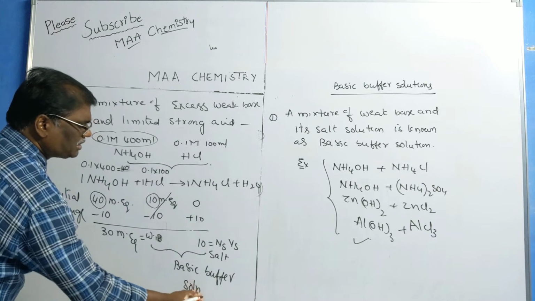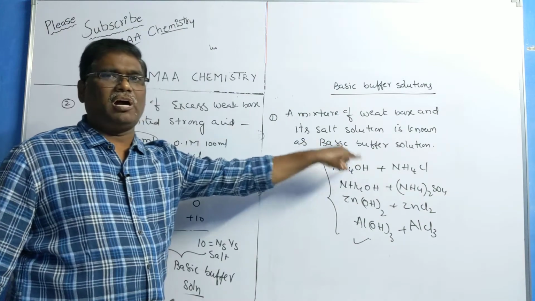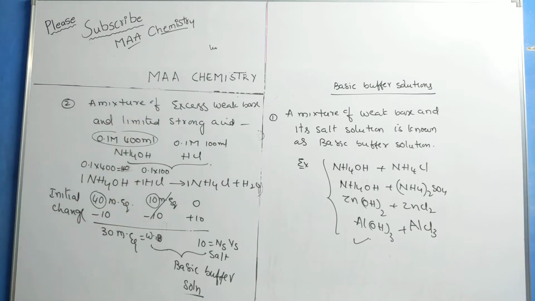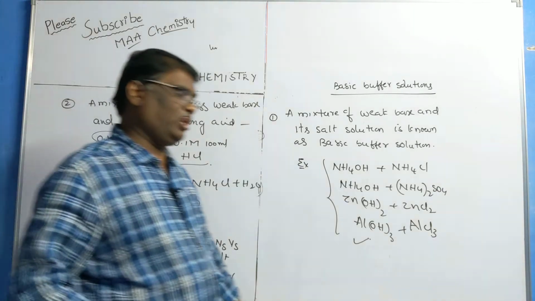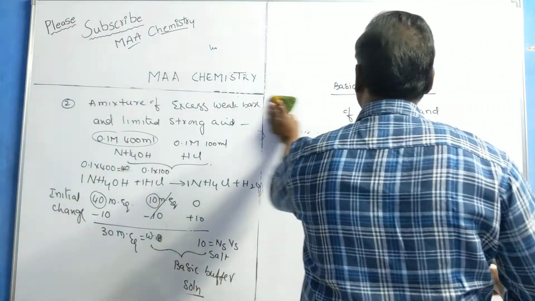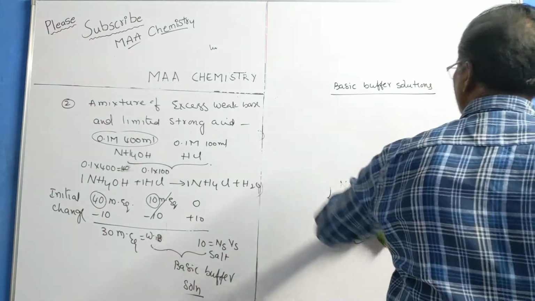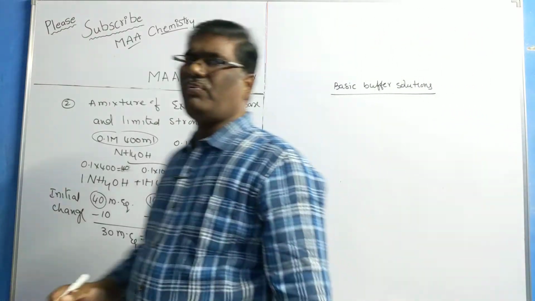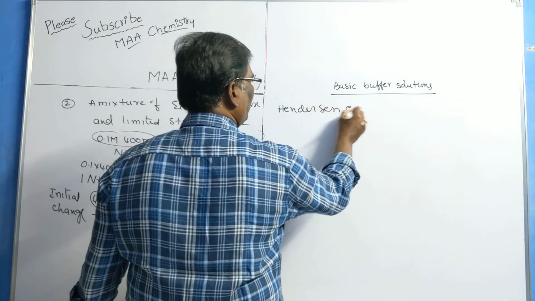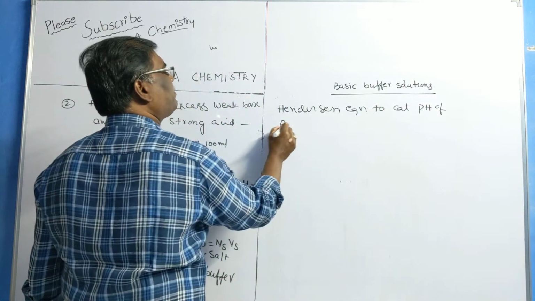So we can take basic buffer solution in two manners. One is weak base and its salt. Another one is excess weak base and limited strong acid, which also forms the basic buffer solution. Okay. Now the problems based on this one. To calculate the problems, we use the Henderson equation to calculate pH of basic buffer solution.